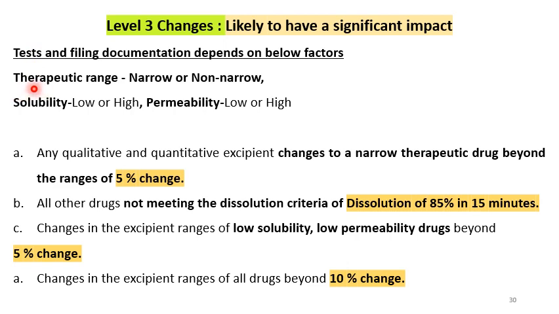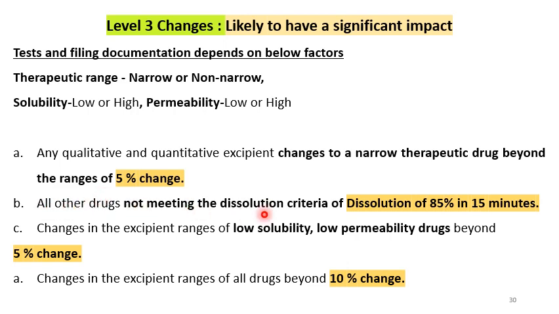It also depends on the therapeutic range, whether it is narrow therapeutic index drug or non-narrow therapeutic index drug. Solubility is low or high and permeability is low or high. Any qualitative and quantitative excipient changes to a narrow therapeutic drug beyond the ranges of 5%. So if the drug is narrow therapeutic drug and if the composition changes are more than 5%, then it will go to level 3 change.